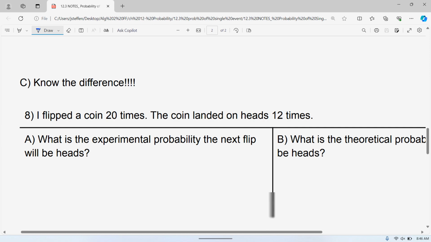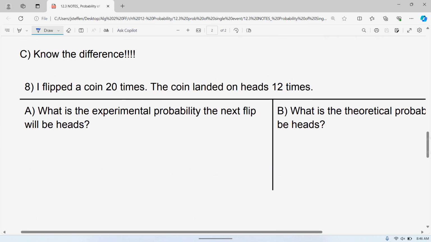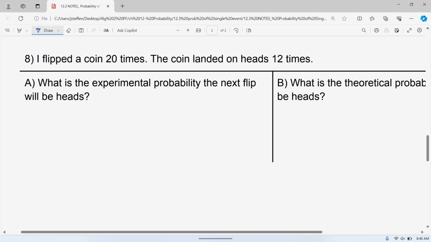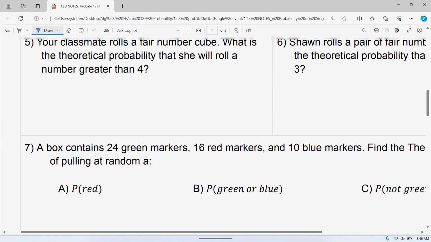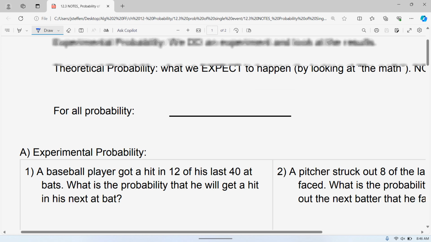But at the very end, there will be a question on the test like this. I have 2 examples where it asks you to do both the experimental probability and the theoretical probability. That's where it's going to be very, very apparent what the differences are. So if you don't understand the differences yet, don't worry. Once we get to that last page, it'll be a lot more obvious.